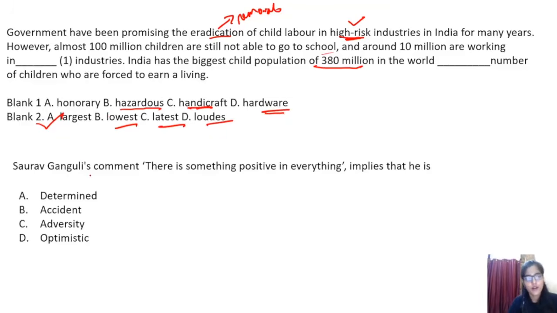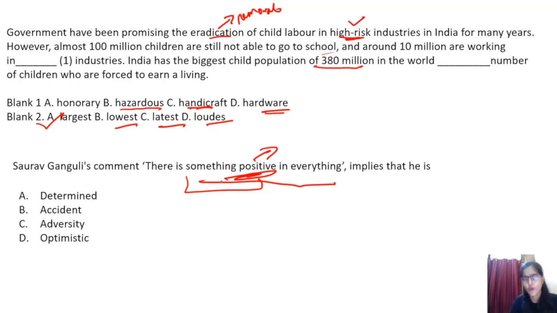Right. Saurabh Ganguly's comment, there is something positive in everything, implies that he is... Well, he is saying even if something wrong is happening with you, in that case also something positive is here. So in every instance, in every scenario, he is coming out with a positive approach. You can see he is mentioning that there is something positive in everything, whether it's something that is not according to you, or that is according to you. So what we can see, you can see he is a very positive person. He is talking about some sort of positivity.